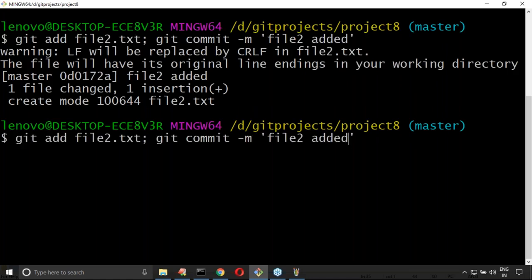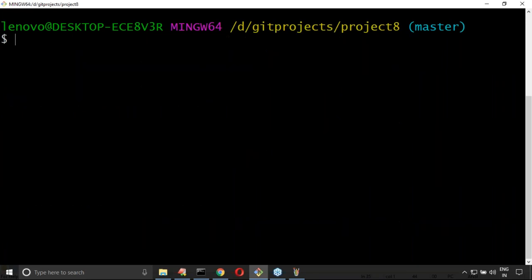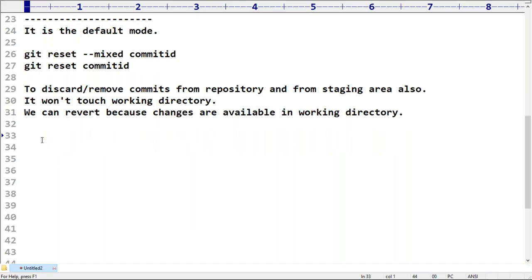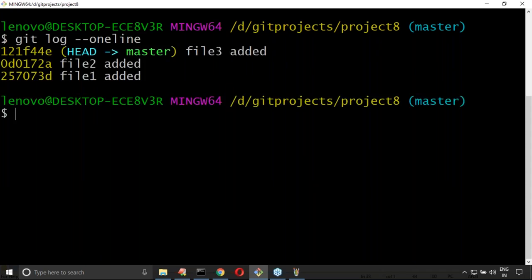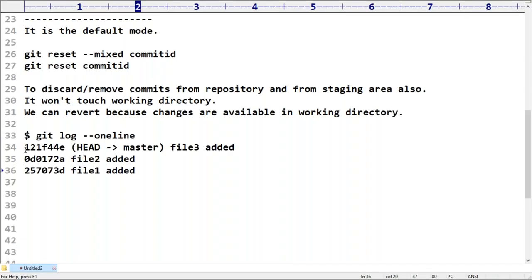Second commit also completed. git add file3.txt. Now git commit -m "file3 added". Perfect. Now total, how many commits are there? Can you please confirm? Three commits are there, sir. Now observe, git log --oneline. In the first commit, file1 added. In the second commit, file2 added. In the third commit, file3 added. It is very clear, sir.